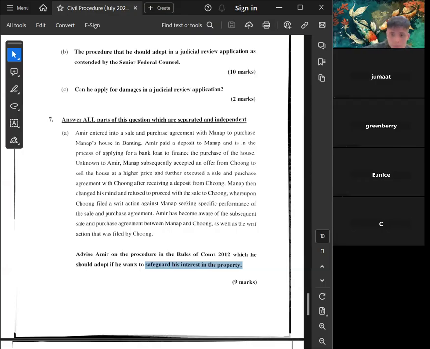Anyone wants to try? Injunction. I don't think so, because the keyword is here: wants to safeguard.